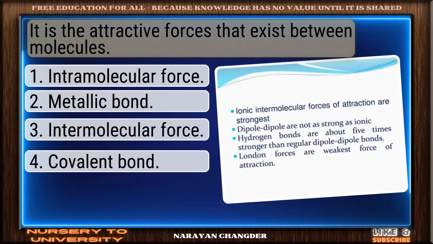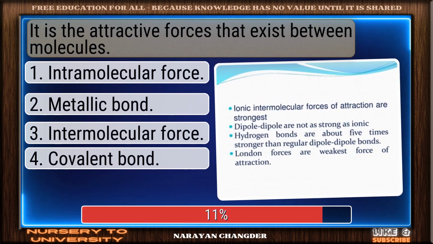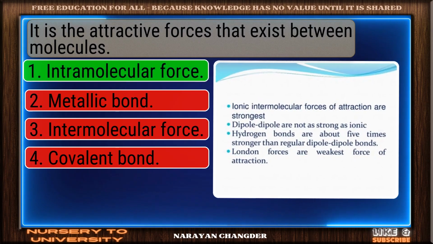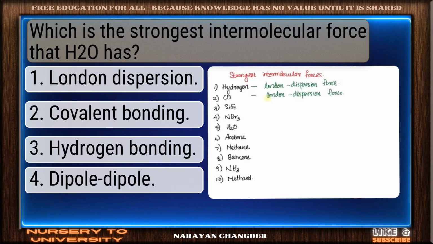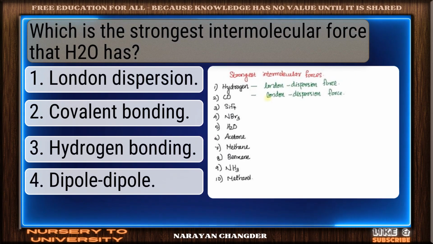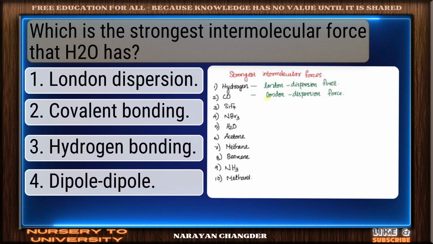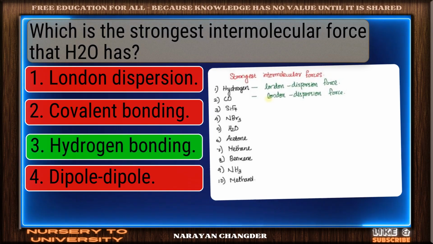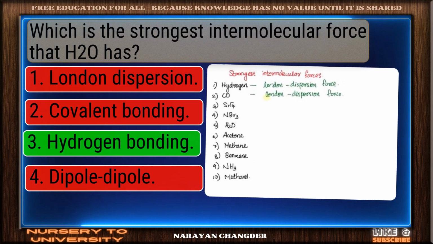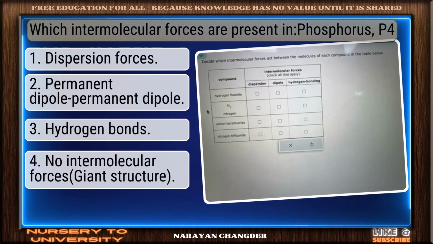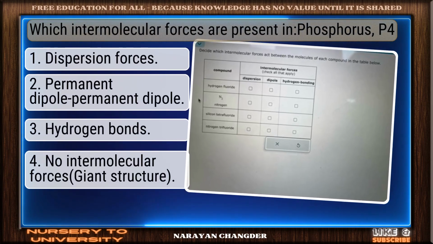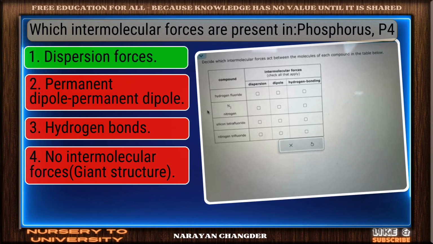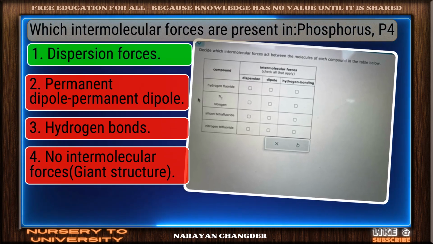It is the attractive forces that exist between molecules. Perfect. Intramolecular force is the correct choice. Which is the strongest intermolecular force that H2SO4 has? Good job. Your answer, hydrogen bonding, works well here. Which intermolecular forces are present in phosphorus, P4? Smart move. Dispersion forces is an accurate answer.